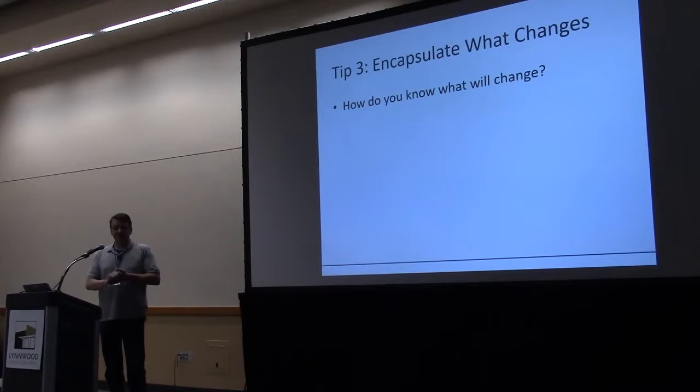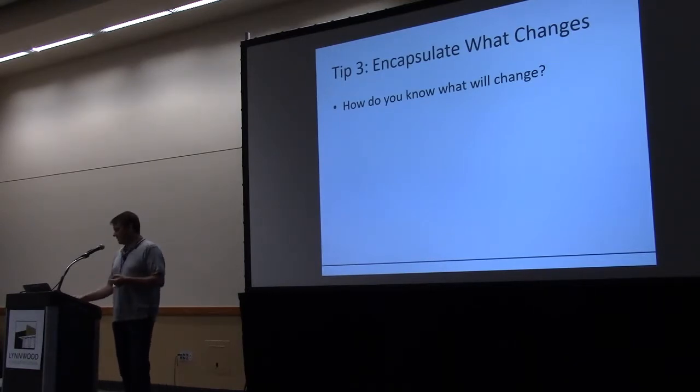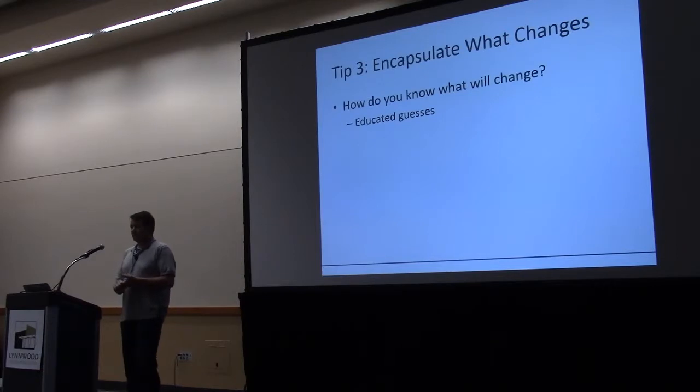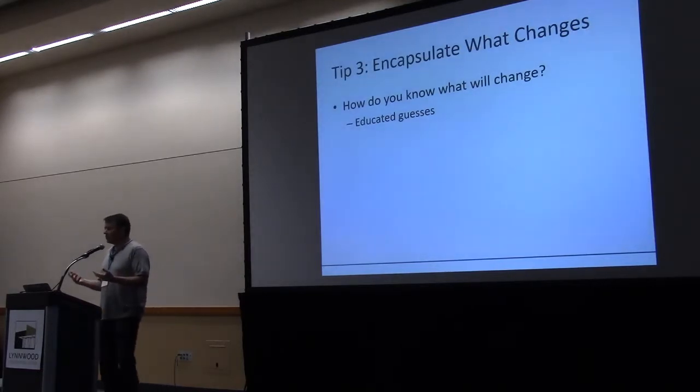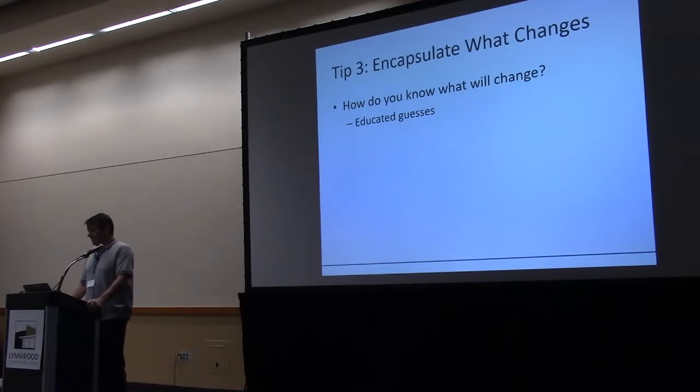So a question that often comes up is, all right, we have to encapsulate what changes. How are we going to know what changes are going to be requested? The answer is, you don't. Knowing your problem domain, knowing your customer, you have to make educated guesses. Sometimes you'll be right, sometimes you'll be wrong. I don't know of any good way to figure that out. If you guys have ideas, let me know.